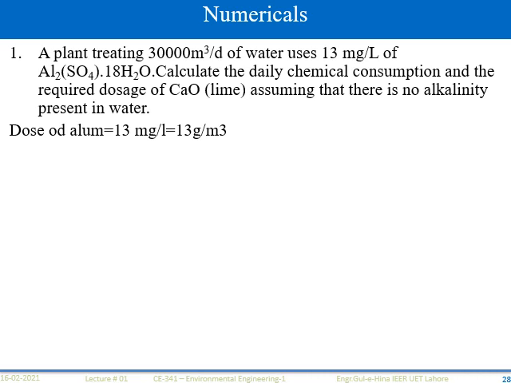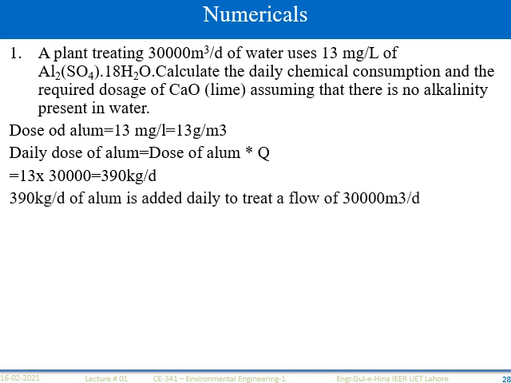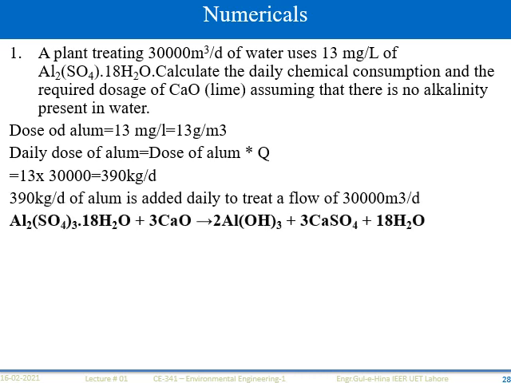So we know that 1 milligram per liter is equal to 1 gram per meter cube. So the daily dose of alum will be equal to the dose of alum into flow. So that is 900 kg per day. Okay, this is our first part, calculate the daily chemical consumption. 900 kg per day of alum is used to treat 30,000 meter cube per day of water.